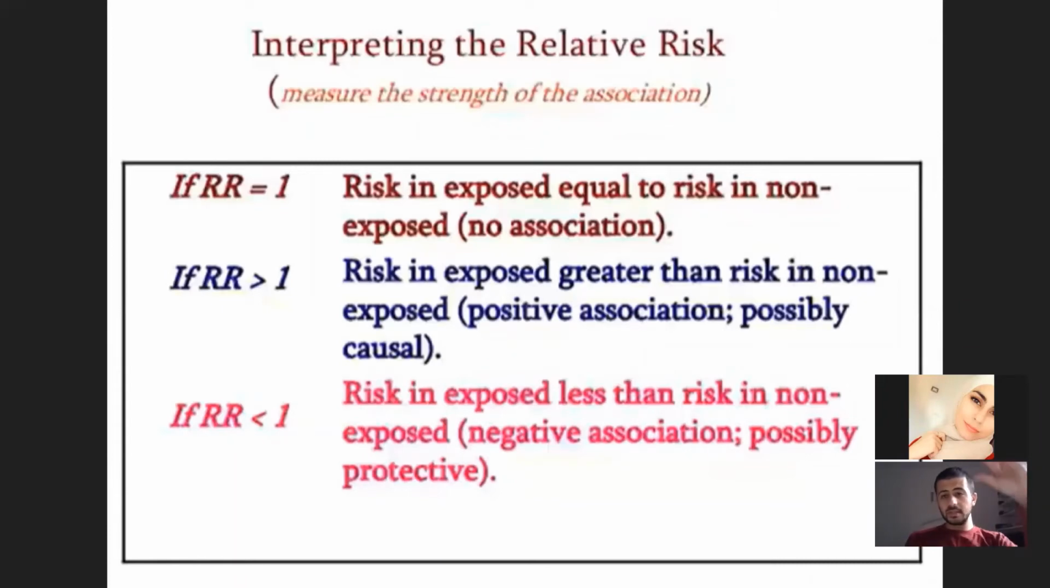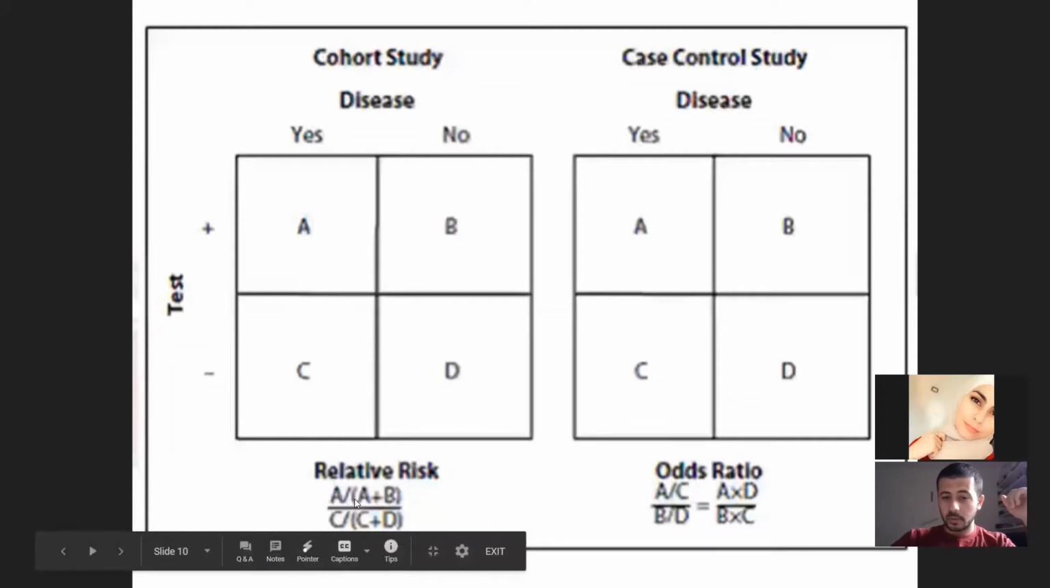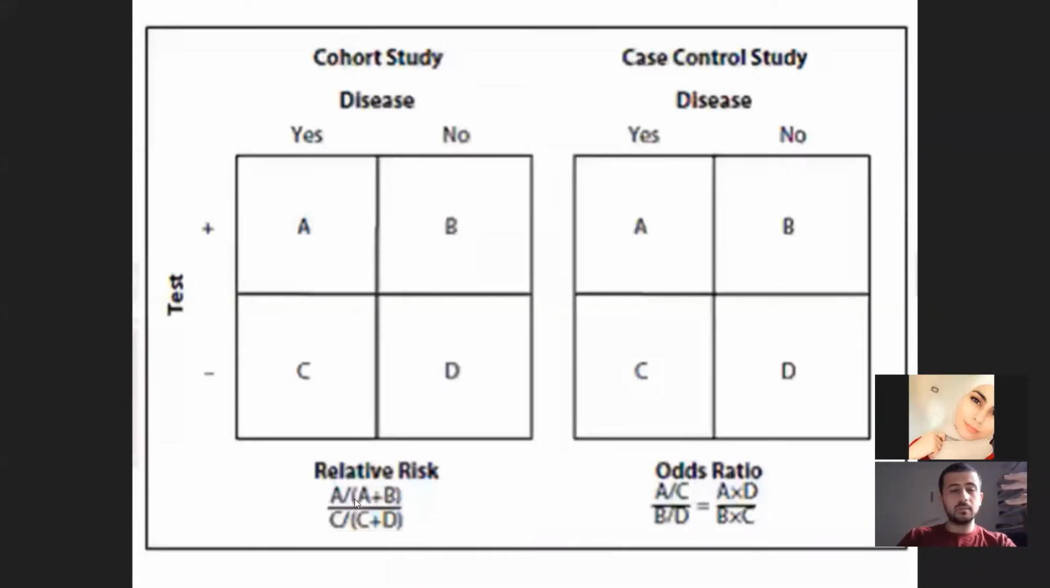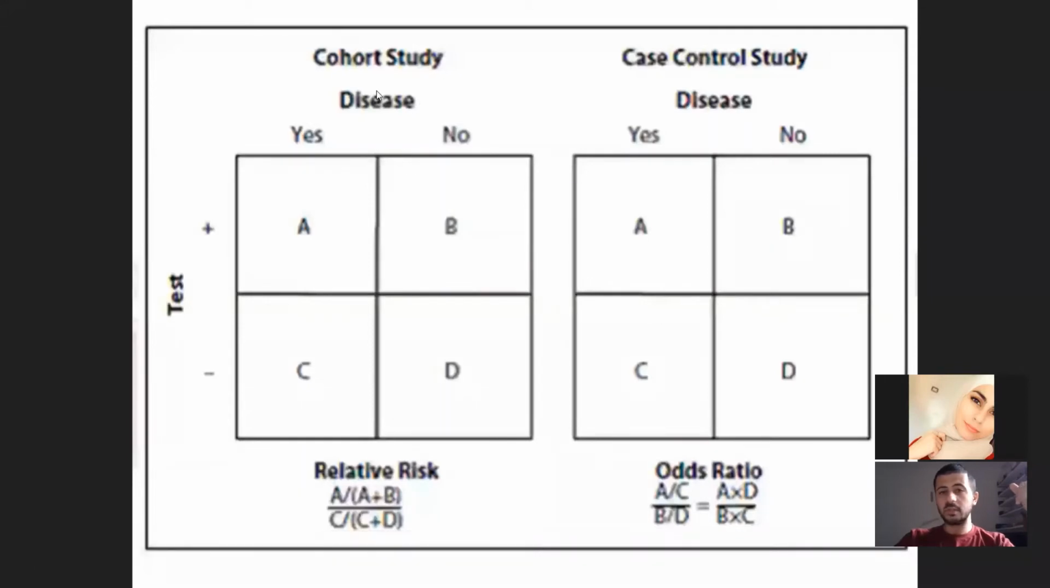Higher than 1 means that the number with the intervention is higher than the number without the intervention. The exposure, the intervention, whatever I gave them, means that the outcome is happening more, so the intervention is causing the outcome. If it is lower than 1, then I know that not giving the intervention will cause a higher outcome.